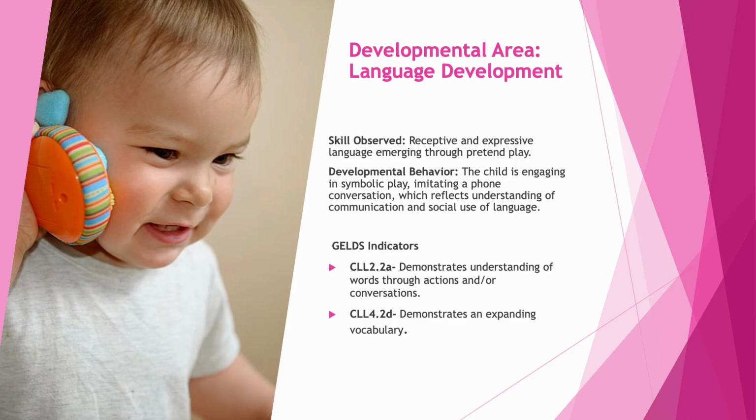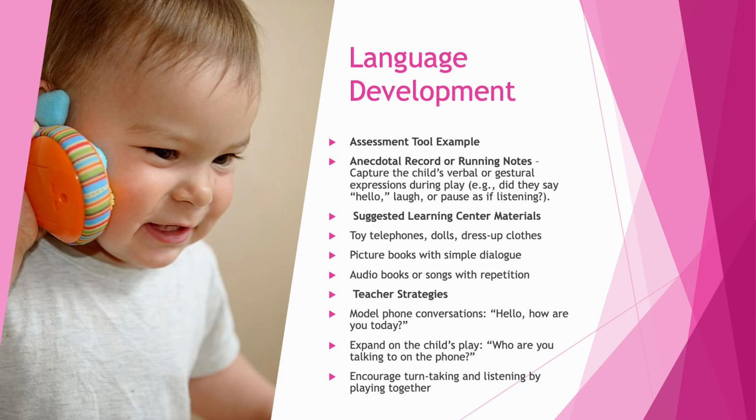And the GELDS indicators that we're looking for here are CLL2.2a, which demonstrates understanding of words through actions and/or conversations, and CLL4.2d, demonstrates an expanding development of vocabulary. The child's body language and expressions show that they're engaged in imagining a conversation.